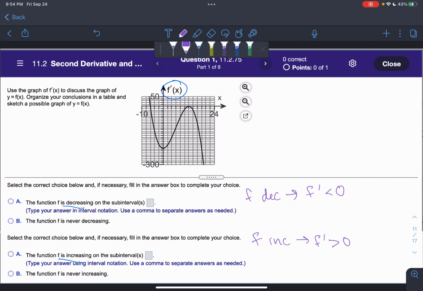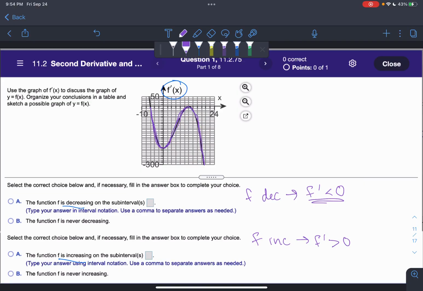So since we're looking at the graph of f prime, we want to know what intervals my f prime is positive or negative. So this is really, is it below the x-axis or is it above? And that's how we can answer this question. So f is decreasing means that my f prime is below the x-axis. So that's this piece, right? It's all negative. So this is not f, this is f prime.